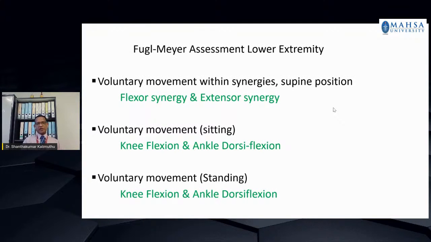Fugl-Meyer assessment of the lower extremity: in the same way, just instruct the patient to flex the hip, knee, and then ankle. You will also evaluate the abduction and then the rotation components, and instruct the patient to extend the knee. And evaluate the voluntary movement of knee flexion and ankle dorsiflexion in sitting. And then voluntary movement in standing: evaluate knee flexion and ankle dorsiflexion in standing.